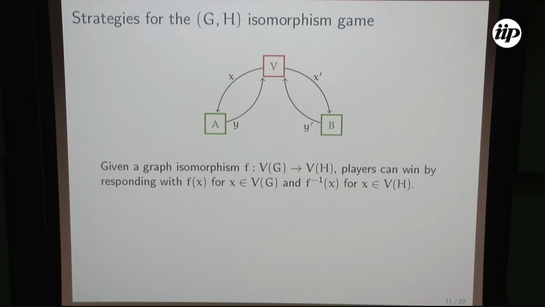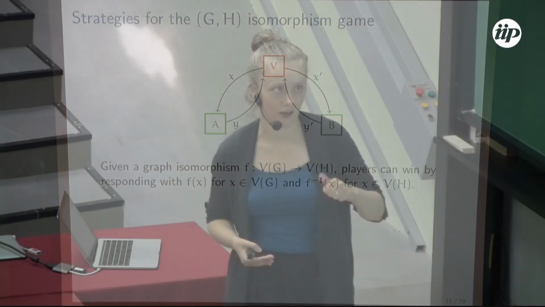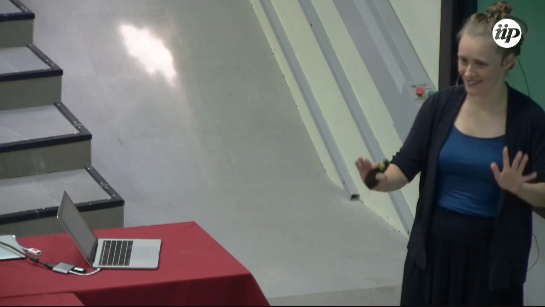So if the players agree on this F before the game, then when they get their x or x prime, they respond with either f of x, if the x is in graph G, because f was a function taking vertices of G to those of H, or they respond with f inverse of x, if they got a vertex from H. And it's not too hard to see that this strategy is going to allow the players to win irrespective of the vertices that the verifier sent them, assuming you remember the rules of the game. Yes.